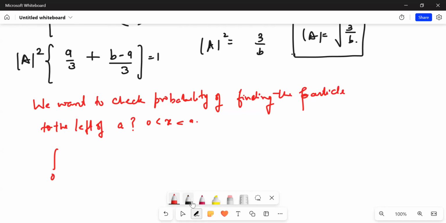So that would be equal to the integration from 0 to a of psi mod whole square dx. And we already know this a mod whole square now. So this will be, I think, 3 upon b integration from 0 to a of x square upon a square dx. Now try to find this.